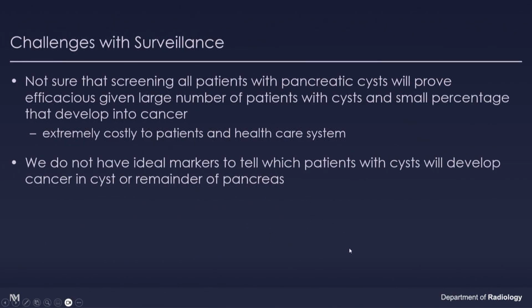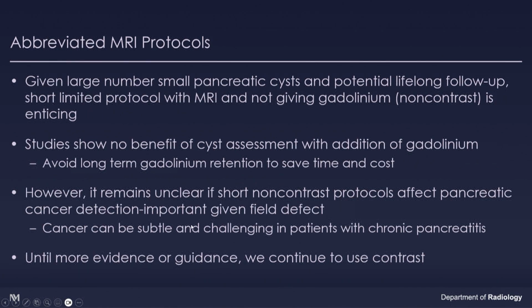As I mentioned, what are the challenges with surveillance? We're not sure that screening all patients with pancreatic cysts will prove efficacious given the large number of patients with cysts and this very small percentage that will develop into cancer. Certainly extremely costly to patients and the healthcare system. We don't have ideal markers to tell which patients with cysts will develop cancer in the cysts or in the remainder of the pancreas. What about abbreviated protocols?